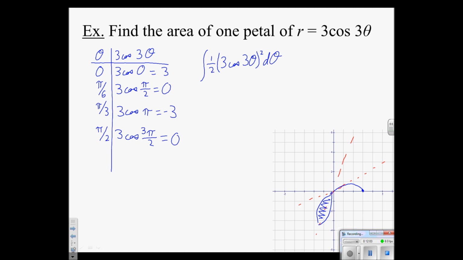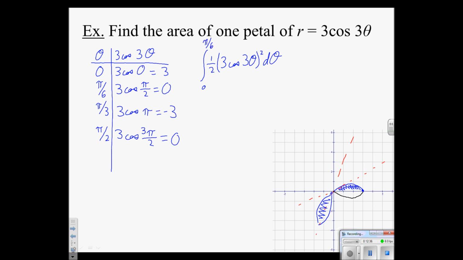What I'm going to do instead is notice that I get another petal if I realize that the first part of my interval, the first part of my graph, has a mirror on the bottom. There is symmetry going on here. So rather than finding the area of one petal, what we could do is find the area of that first little bit. And that first little bit was when theta went from 0 to pi over 6.